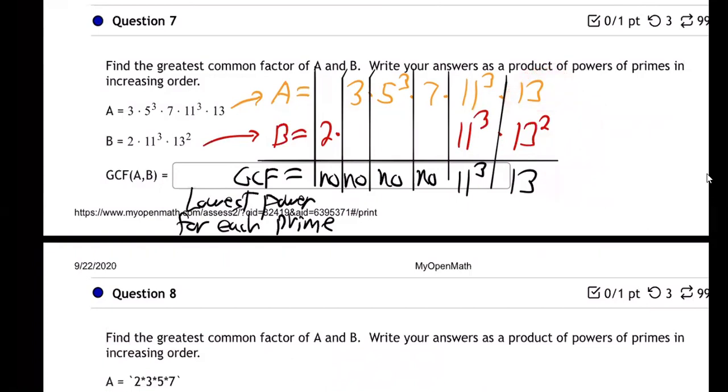Okay, so what's the answer overall to our question? The GCF then is this and this put together: 11 to the 3rd times 13. So your final answer to the question is just the stuff that they have in common, 11 to the 3rd times 13. That's the greatest amount that they share in common. That's the greatest common factor. That's all they have in common, and that's what they share.